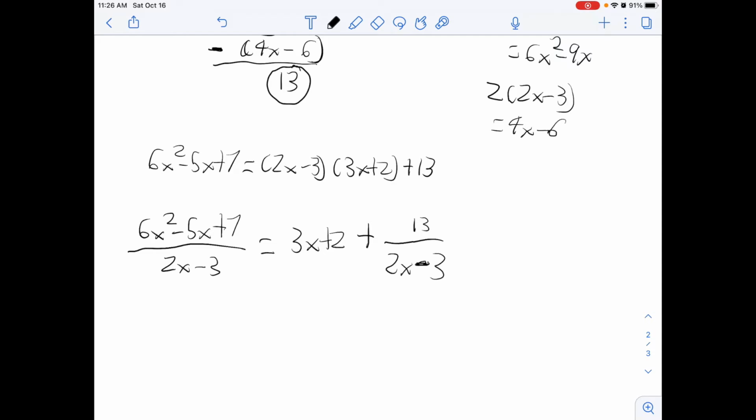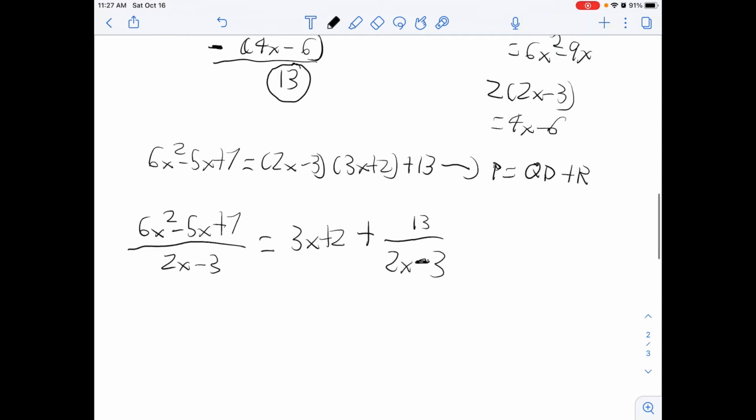I'll write out the form that each of these are. So this is in the form of P equals QD plus R, where Q stands for quotient, D is for divisor, R is for remainder, and P is product. And this form here is product over divisor equals the quotient plus the remainder over the divisor.